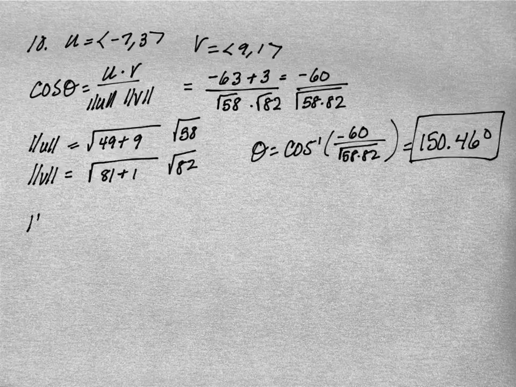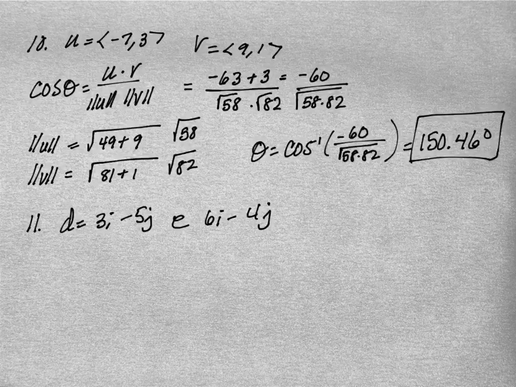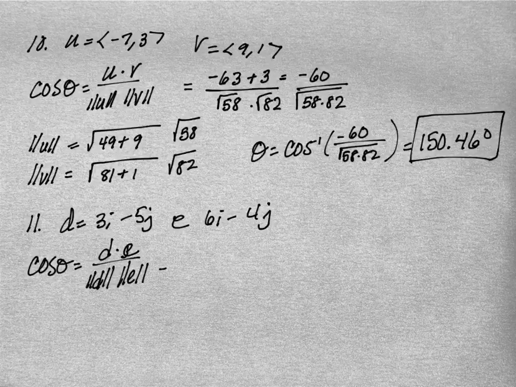Number 11, okay, is D equals 3i minus 5j, and E is 6i minus 4j. So cosine theta is equal to D dot E over the magnitude of D times the magnitude of E. So D dot E would be 18 plus 20, or 38.